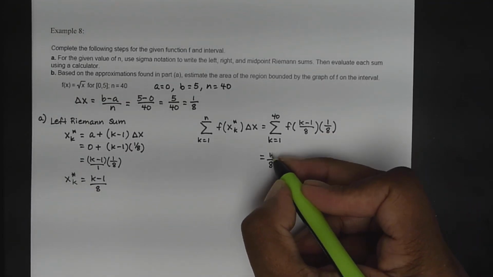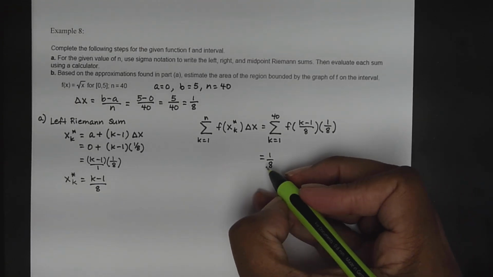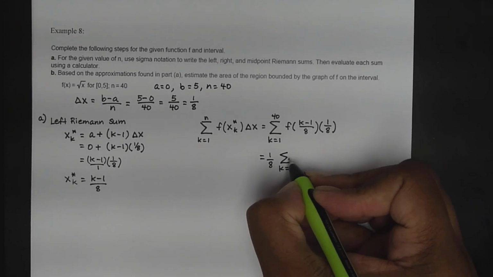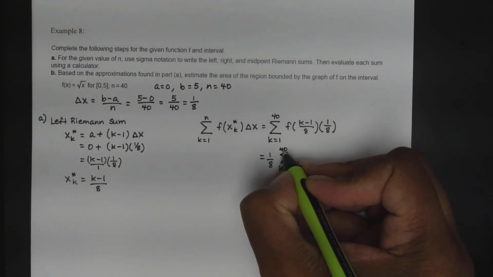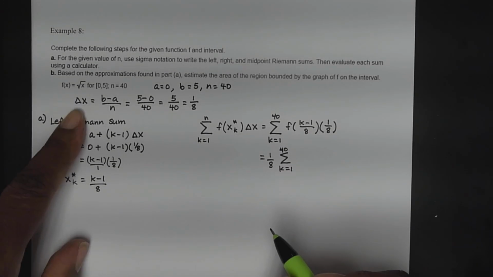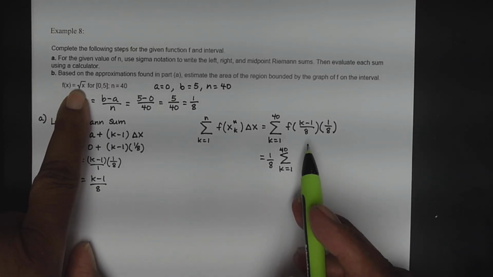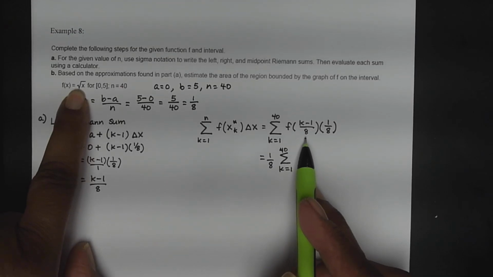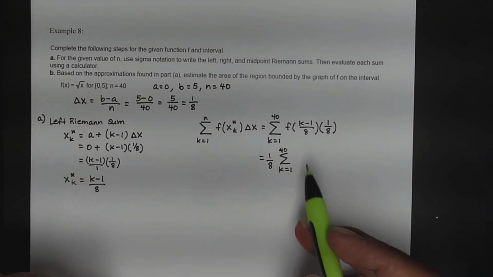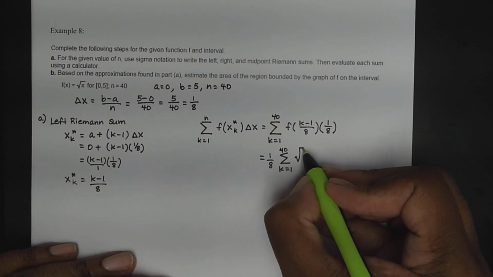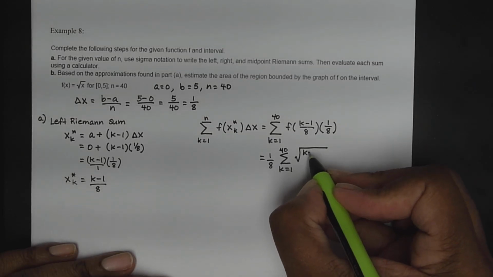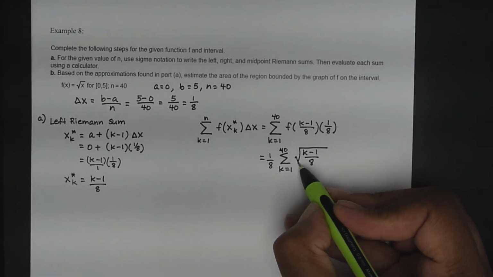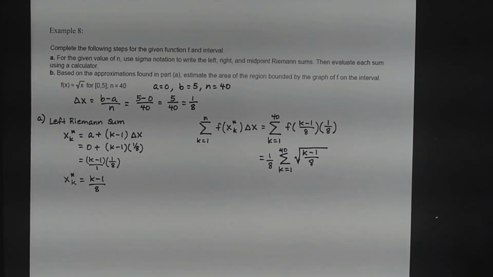So I'm going to pull the 1/8 in front. That's a constant, so I can use the constant multiple rule for that. Then multiply that by the summation of k equals 1 to 40 of f of x. F of x is the square root of x, so I can take this (k minus 1) over 8 and put that in place of x. So I have the square root of (k minus 1) over 8, and this is all underneath the radical, by the way.